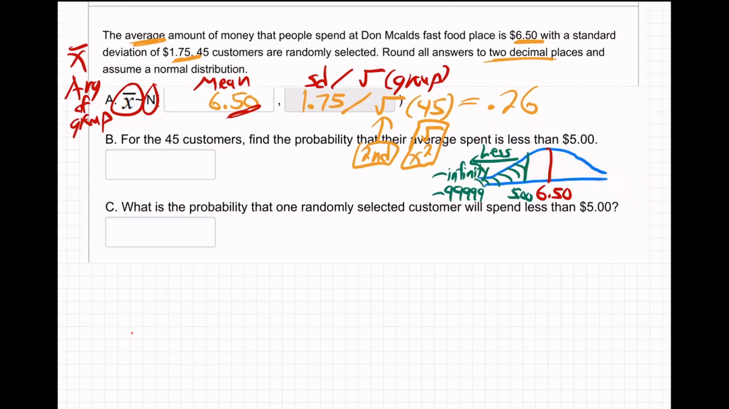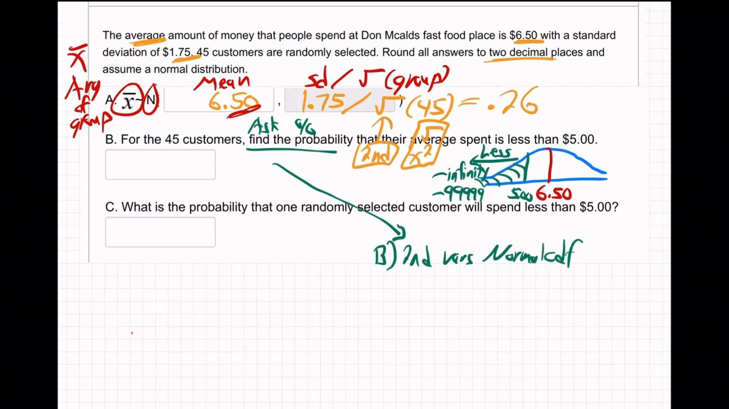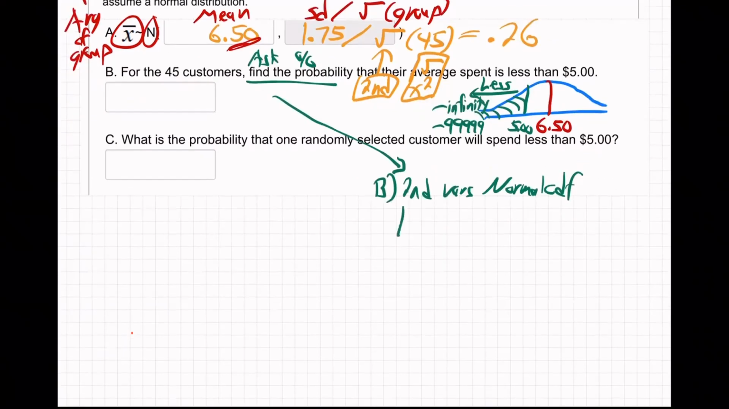Okay, so if you go to the exam notes, they're saying find the probability. They're asking for a percentage. So what do you always do when they ask for a percentage? You do second, vars, normal CDF. Normal CDF, okay? And then it's going to be lower, upper, mu, and sigma. Now the lower is going to be that left side, negative 5 nines.